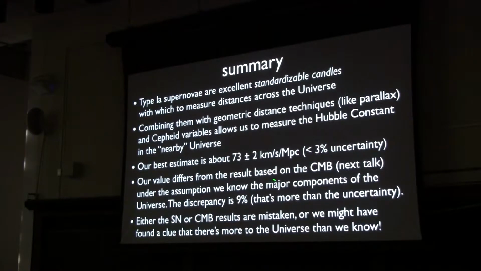And our value differs from the best result from the cosmic microwave background that we'll just hear about by about 9%. Okay, so that 9% is bigger than 3%, so that's the issue, right? We think we're making a measurement that's good to 3%, and we're off from somebody else's answer by 9%. So what's going on? So either we or the CMB results or both are mistaken, or the very exciting possibility is that we might have found a clue that there's more to the universe than we already know. Okay, thanks.